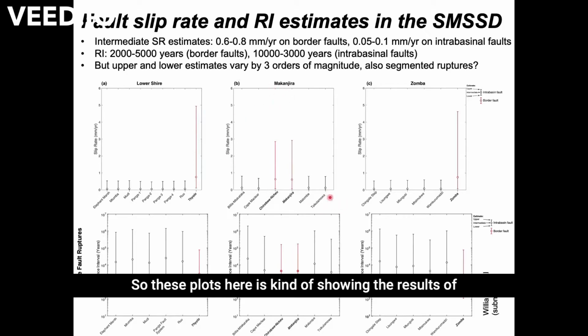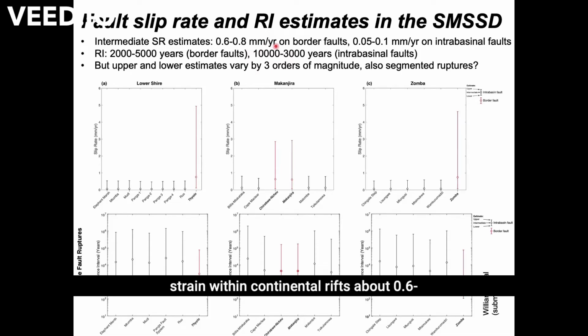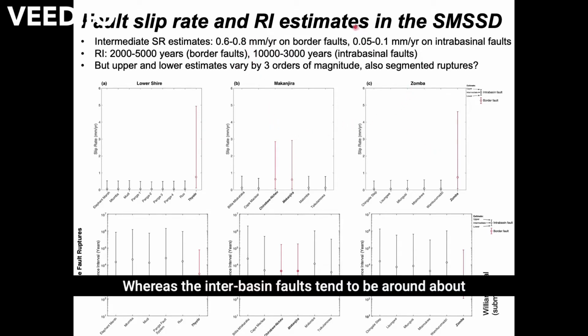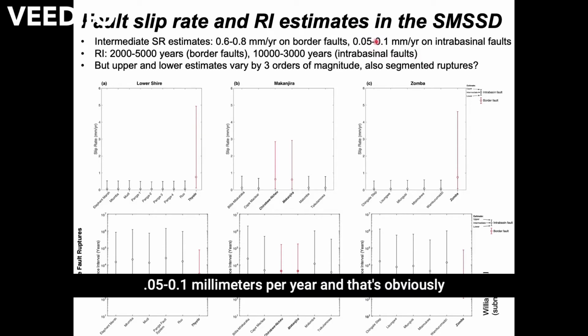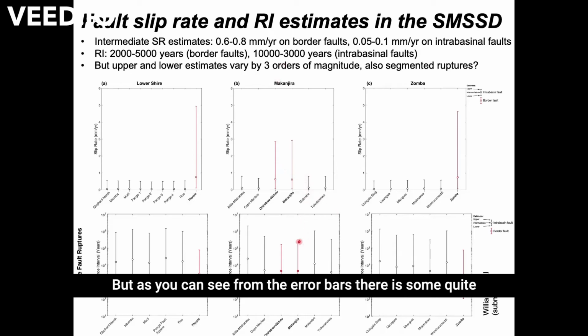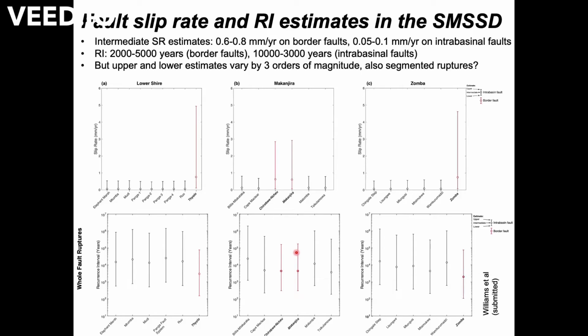These plots show the results of doing these calculations for faults in Malawi. As you'd expect, you've got the highest slip rates on those border faults, which we tend to think localize extensional strain within continental rifts, about 0.6 to 0.8 millimeters per year, whereas the intrabasin faults tend to be around 0.05 to 0.1 millimeters per year. That carries through to their recurrence interval estimates, which are much larger for these intrabasin faults. But as you can see from the error bars, there is quite large uncertainty on this, and this is still an area that we're investigating, seeing if we can reduce the size of these error bars.